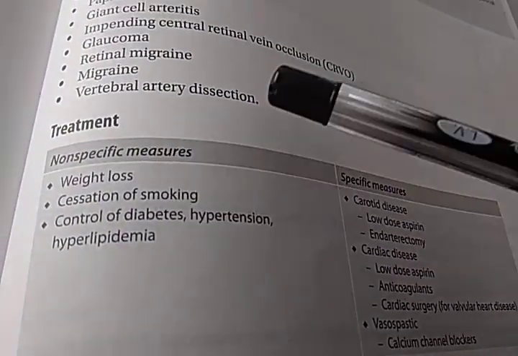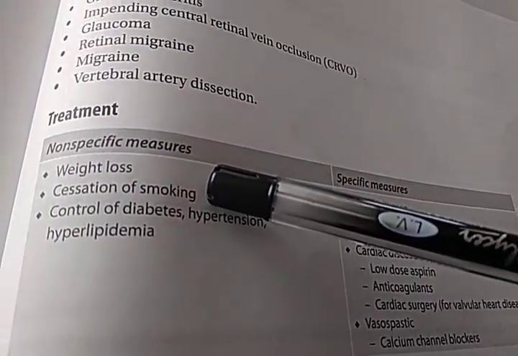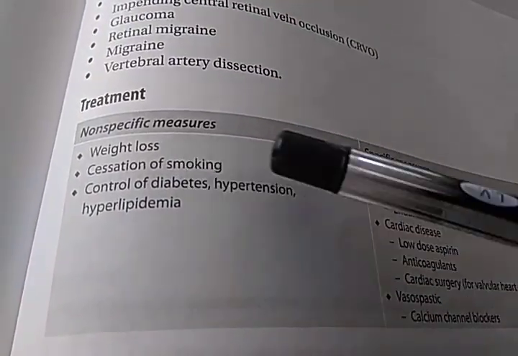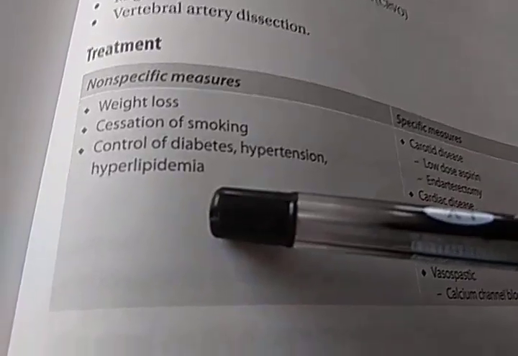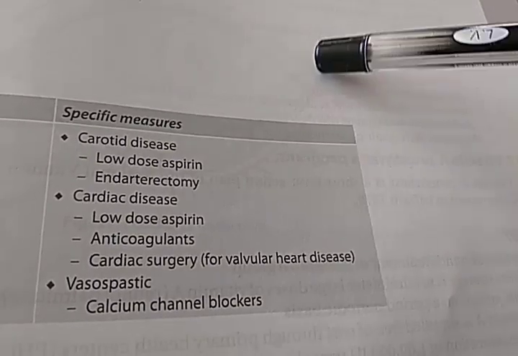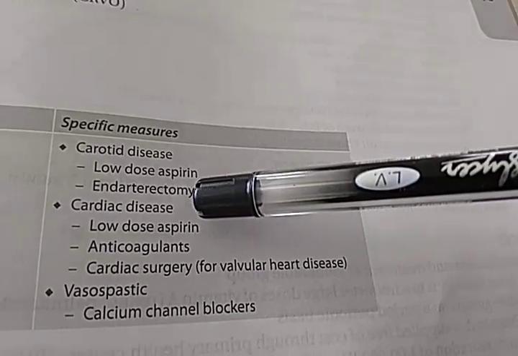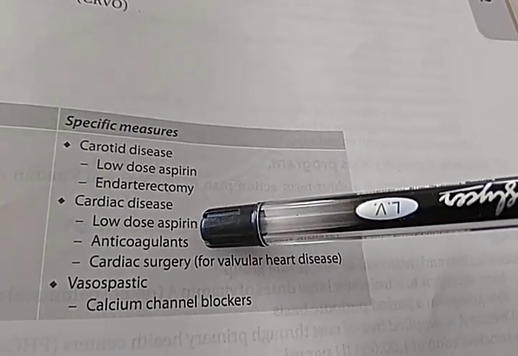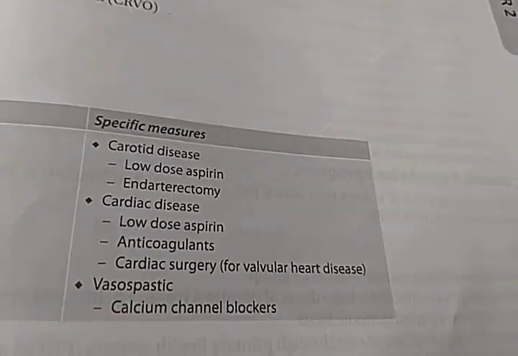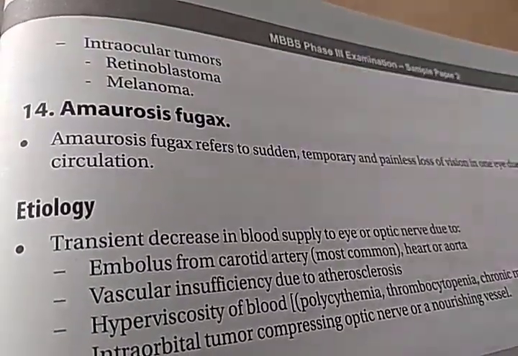Look at this. So you will ask them to lose weight because of that atherosclerosis, I think. Stop smoking because you don't want vasoconstriction. Diabetes, hypertension, again all these retinopathies you will have. Hyperlipidemia to control again that embolus and heart disease and all that. Specifically you will give them low dose aspirin so the blood flow will not be affected, right? Endarterectomy. Cardiac disease, again aspirin, anticoagulants they are giving. Cardiac surgery, if there is any cardiac surgery, calcium channel blockers, vasospastic. So at least if in the exam they ask you amaurosis fugax, you'll be able to answer now, right?